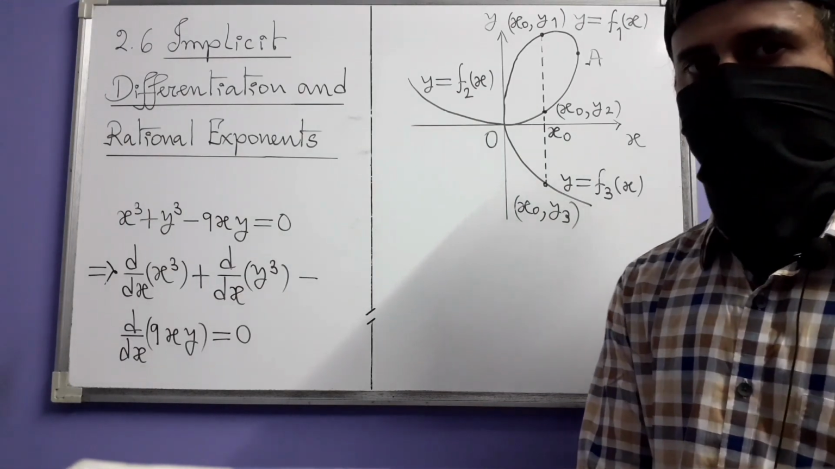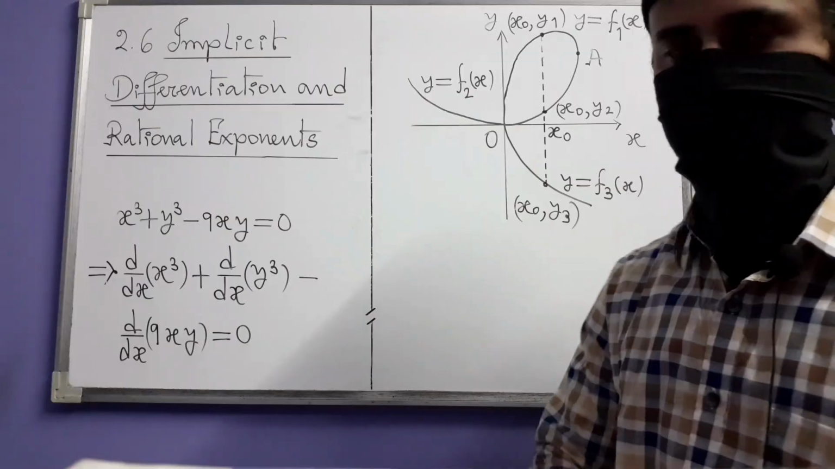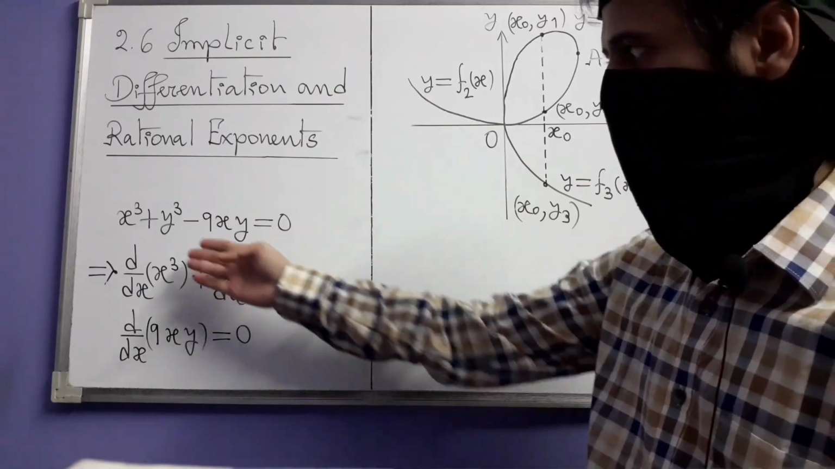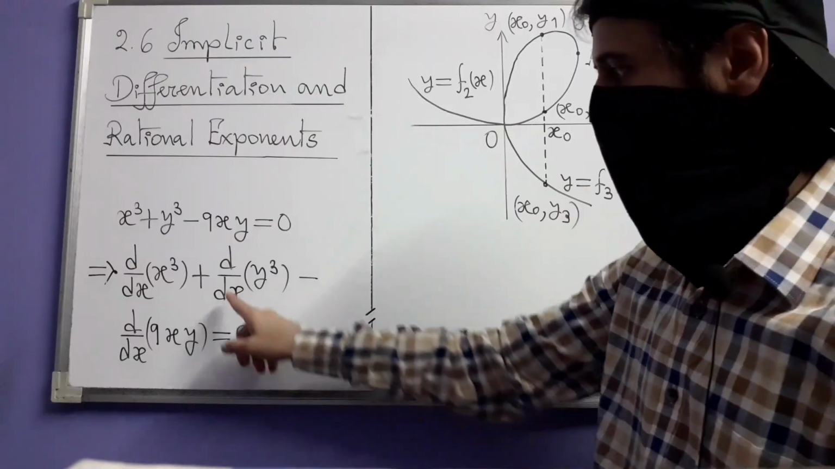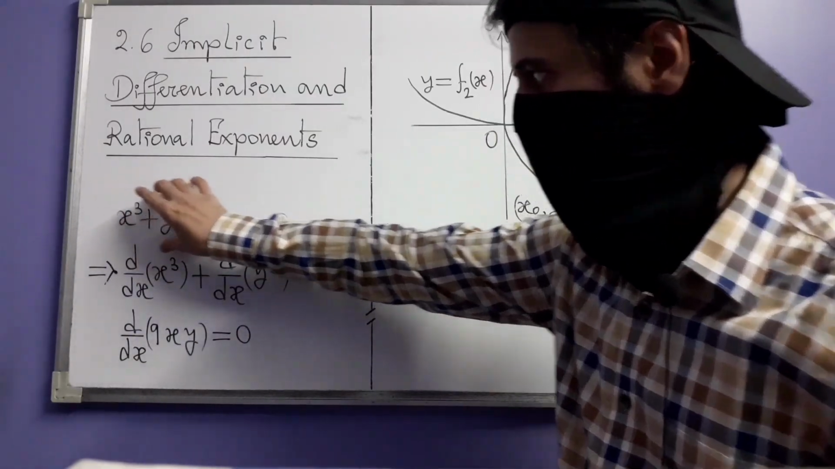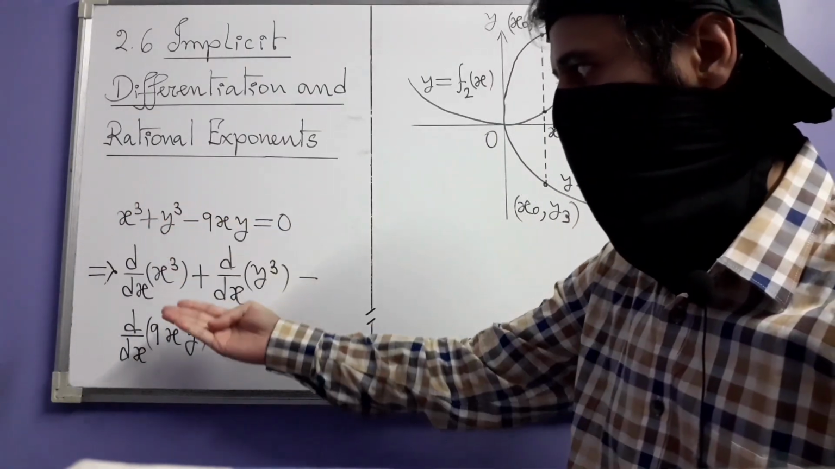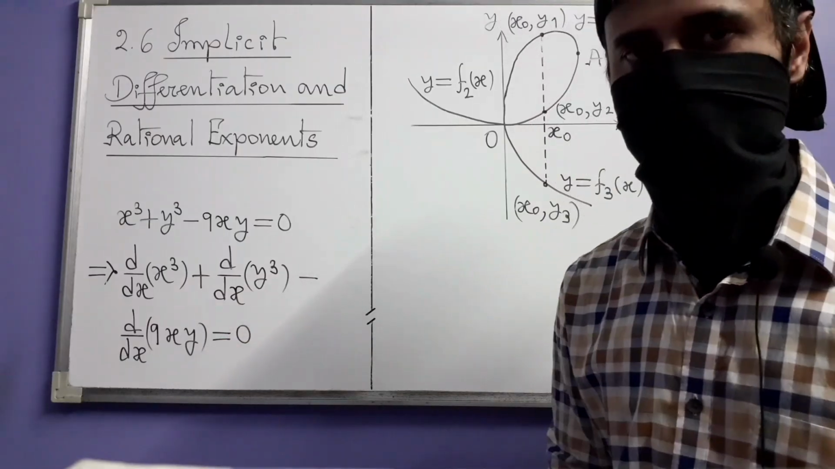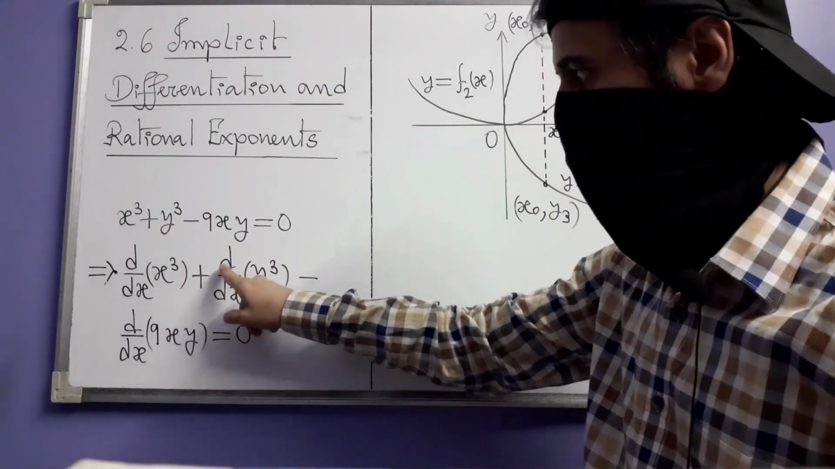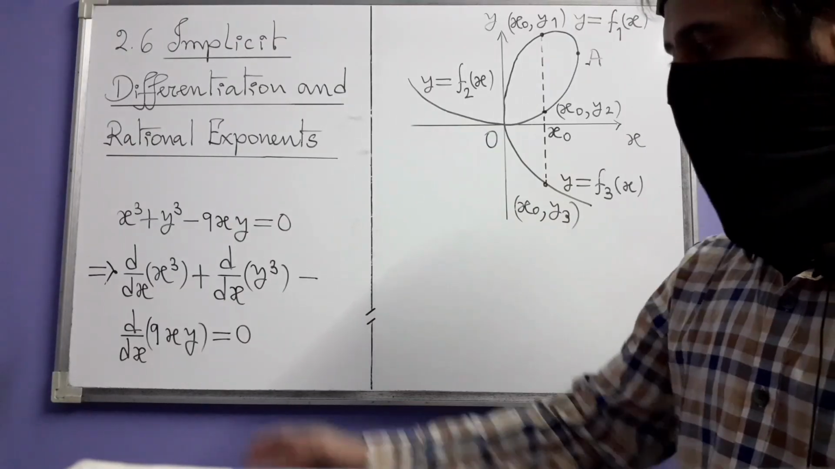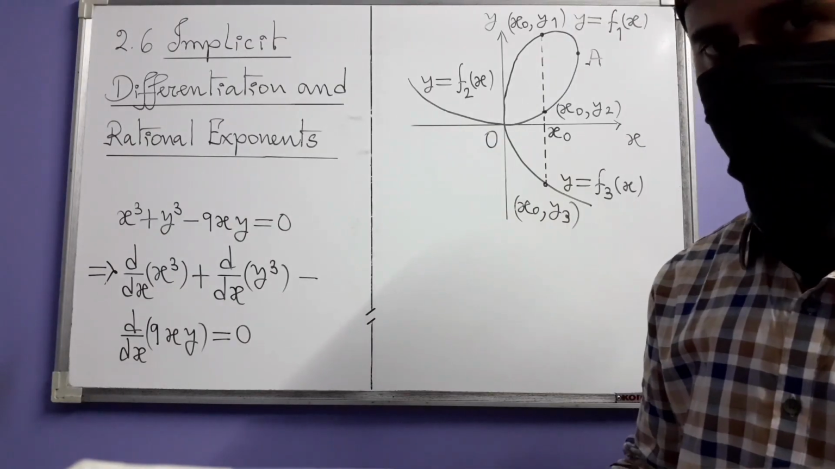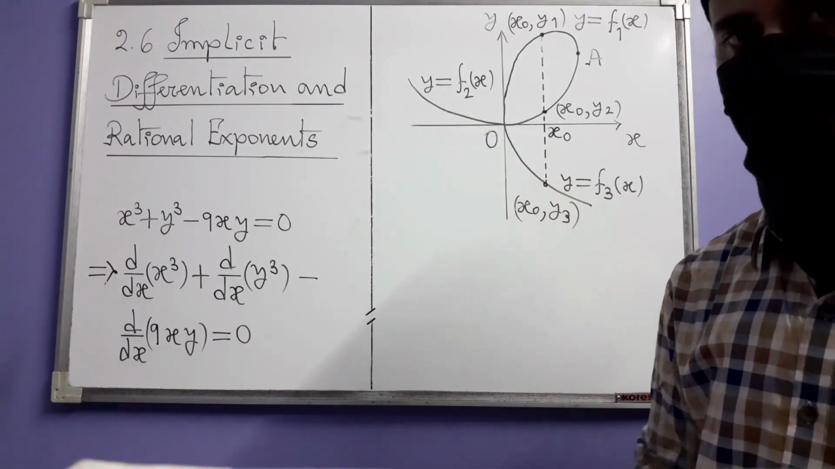So you do differentiation on both sides with respect to x. And of course, first of all, you have to apply the sum rule and difference rule. That way, the derivative of this entire left hand side with respect to x becomes d/dx of x cube plus d/dx of y cube minus d/dx of 9xy. And the right hand side is 0, which is constant, so its derivative with respect to x is also 0.